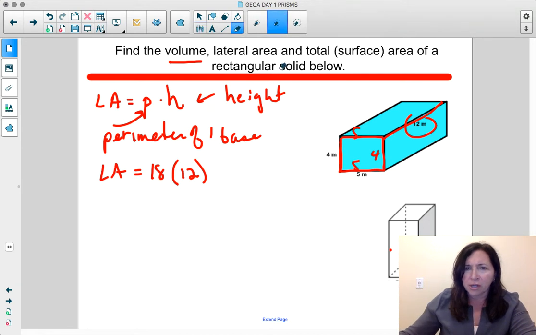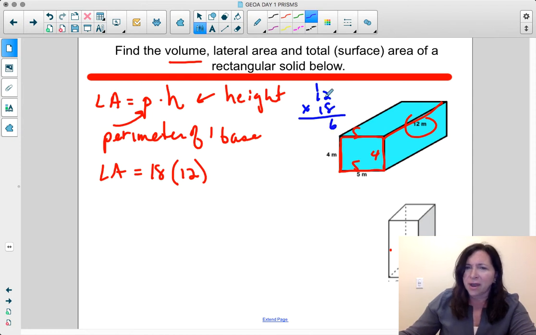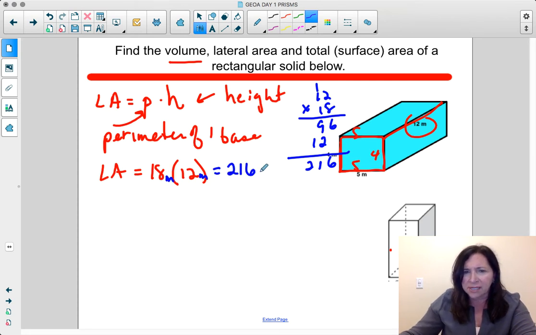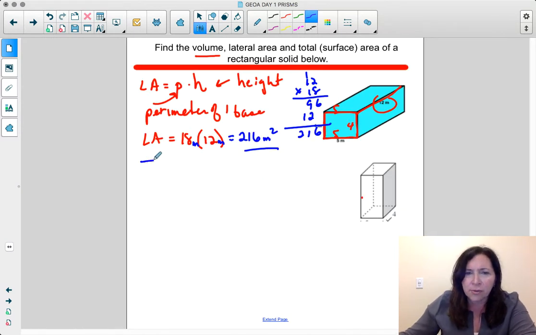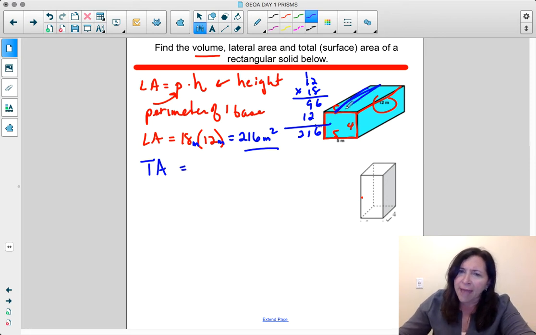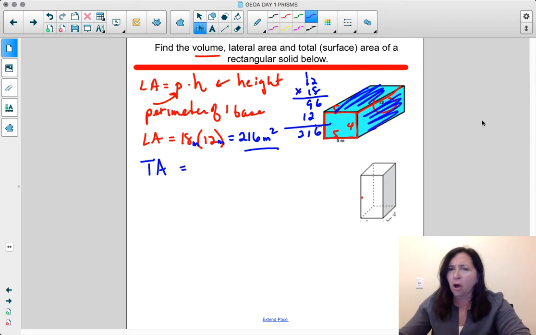So what you're going to do is take 18 times 12, and I think calculators are okay. So this is going to be the perimeter, which is 18 meters, times the height, which is 12 meters. That's going to give you 216 meters squared. So that's your lateral area. Now, you have to find the total area. The total area is your lateral area, which is all this area all the way around, right?